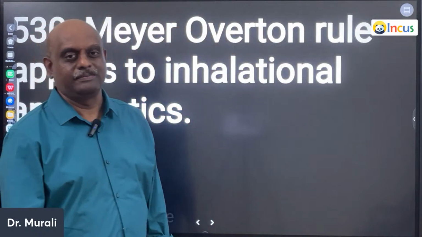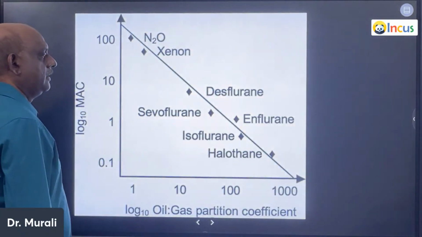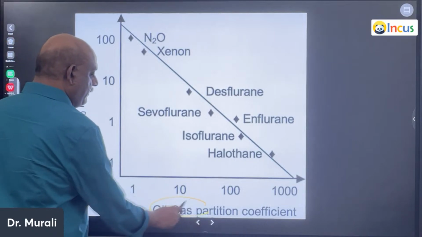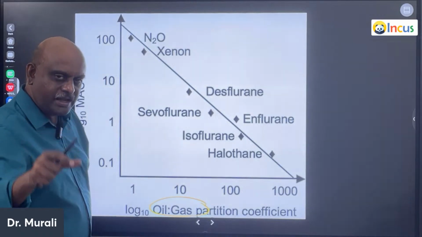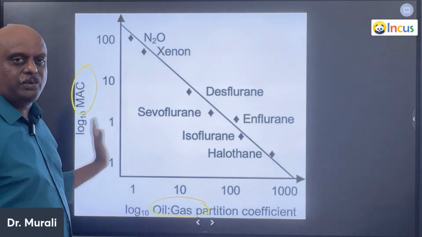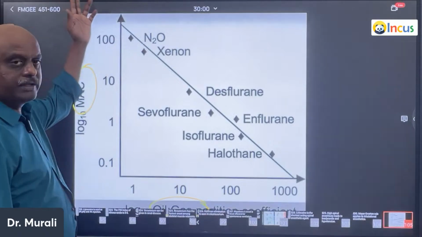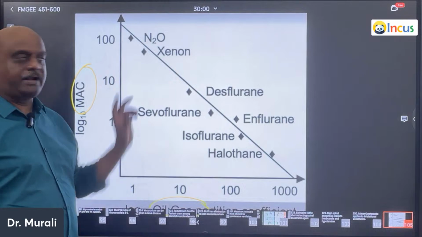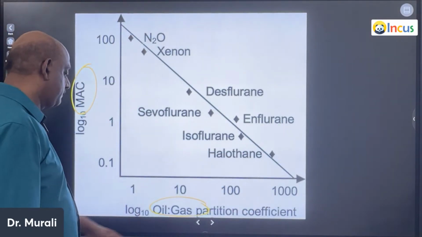Meyer-Overton rule. It typically applies to the inhalational anesthetics. So what is the Meyer-Overton rule? Meyer and Overton created a relation between the oil-gas partition coefficient, how lipid soluble a given anesthetic is, and the minimum alveolar concentration. The relation between the two is called Meyer-Overton's principle. According to the graph, you will have nitrous oxide on this side and halothane on the other side. At least these two extremities, remember: nitrous oxide that side, halothane this side. Enough.